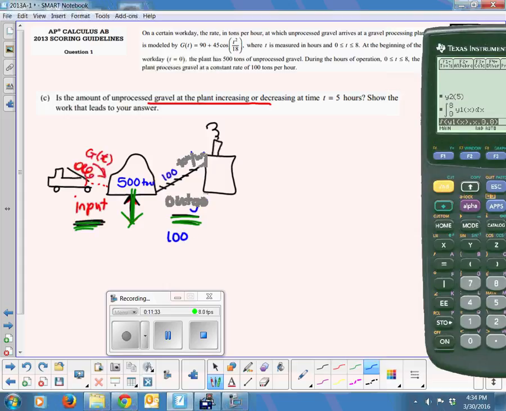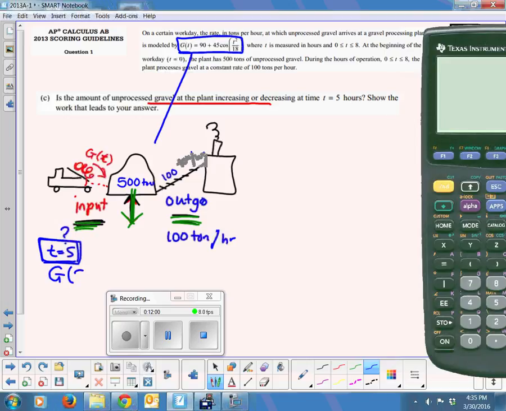So we know how fast it's going out. It's 100 tons per hour, steadily. Not tons per year, tons per hour. And so the question is, how fast is it coming in at t equals 5? Gosh, if only we had an equation that told us how fast the gravel was coming in at any time. Oh my gosh, they gave us one. So really all we want to know is, what is g of 5? Because g tells us the rate at which stuff is coming in at any moment.